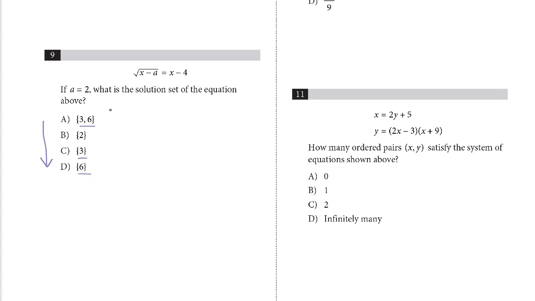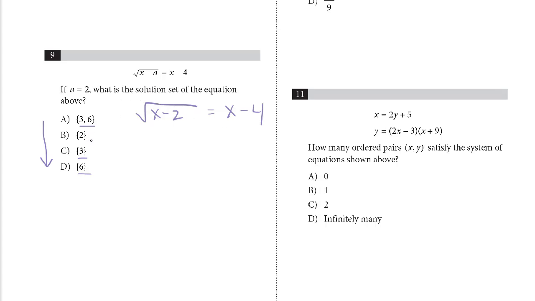So generally, we want to just start by plugging in, because even if we solve algebraically, we have to plug in the answers to check for extraneous solutions anyway. So let's set this up. Radical x minus 2 equals x minus 4. Okay? So what could be a solution?